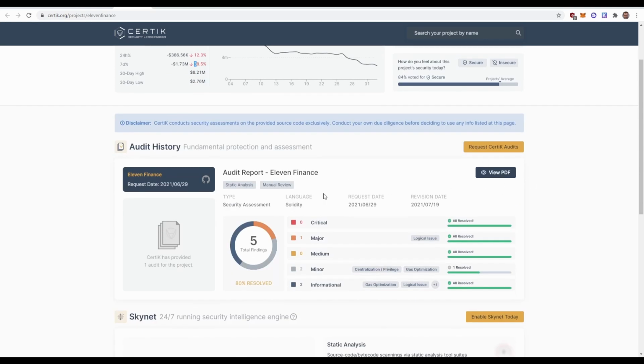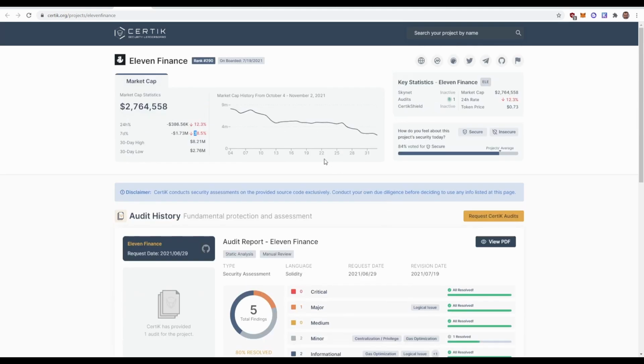You can look at the audit in more detail. I can't really go over it and elaborate a lot. I don't really give a damn about audits, to be honest. Especially Certik audits are somewhat of a meme, but for the sake of doing our due diligence, of course, we're going to have a look at it.